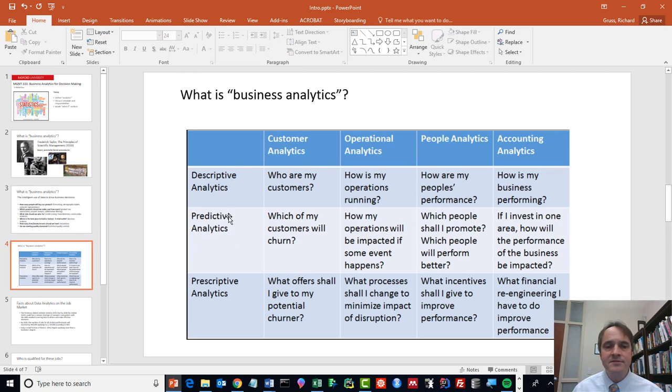Predictive analytics tries to make a prediction about what will happen. So as we get into regression, we're going to be using regression for forecasting, and so these will make predictions. So we are actually going to look at this example. Which of my customers will churn? That is, what customers will we lose, given various things like how often they've had to call customer service, how much they've purchased, and so forth. So these will make predictions about what will happen in the future.